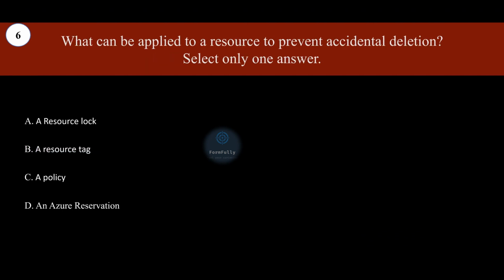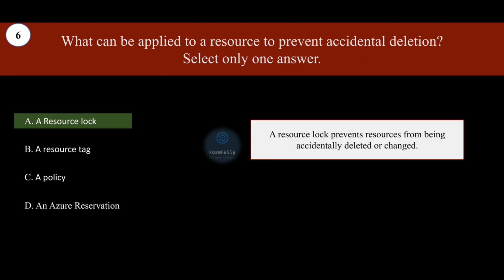Question 6. What can be applied to a resource to prevent accidental deletion? Select only one answer. Options are a resource log, a resource tag, a policy, or an Azure reservation. And the correct option is a resource log.